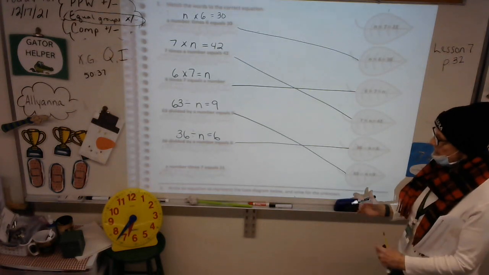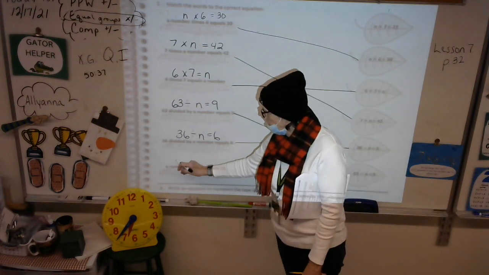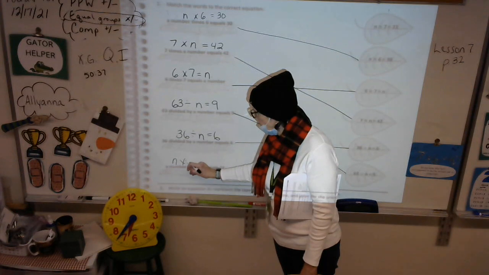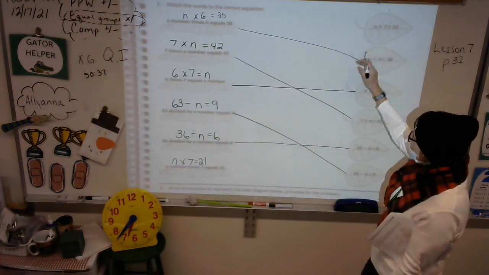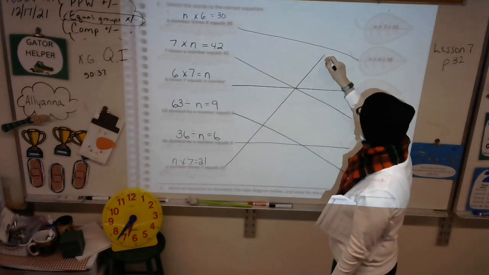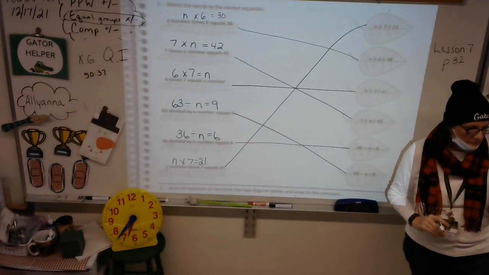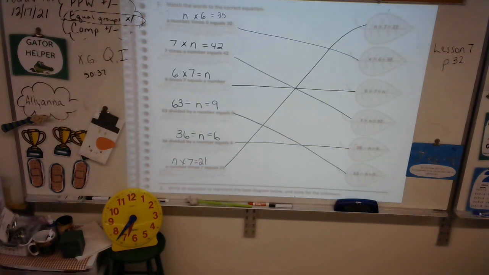A number times 7 equals 21. What would we write? N times 7 equals 21. And that looks like it's going to match this leaf all the way up. Okay? So what are we doing? We're starting to use a letter for our unknown, okay? This is Nevaeh. I told you it's like algebra. It's like what they're doing in middle school.